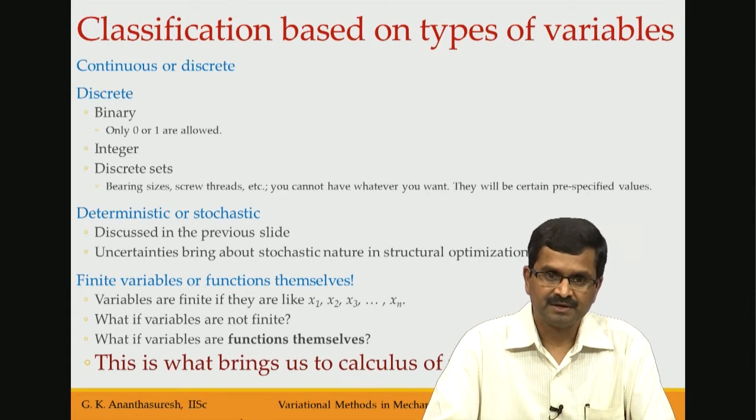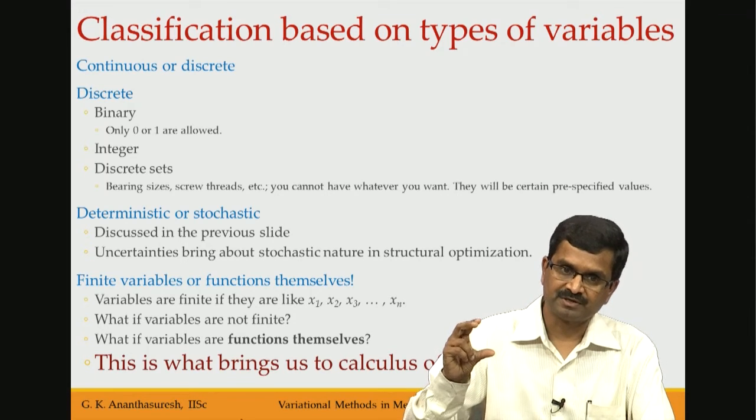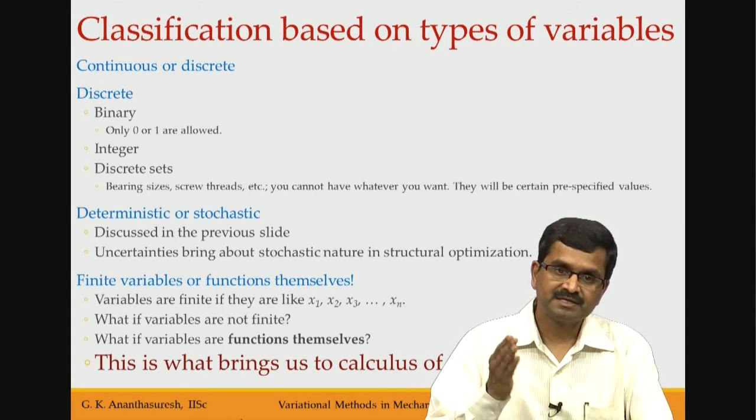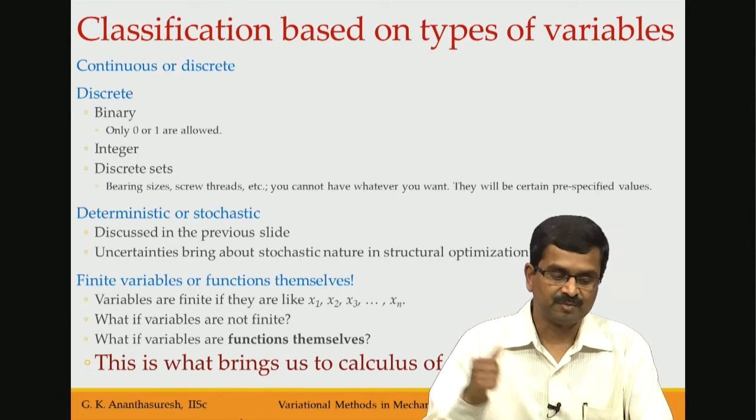If you are doing, let us say, mechanical design, you cannot have bearings of any diameter that you want. What is available in the market will be a few diameters, or screws, length of a fastener, or gears, whatever you take, there will be certain variable values, then that is a discrete optimization.